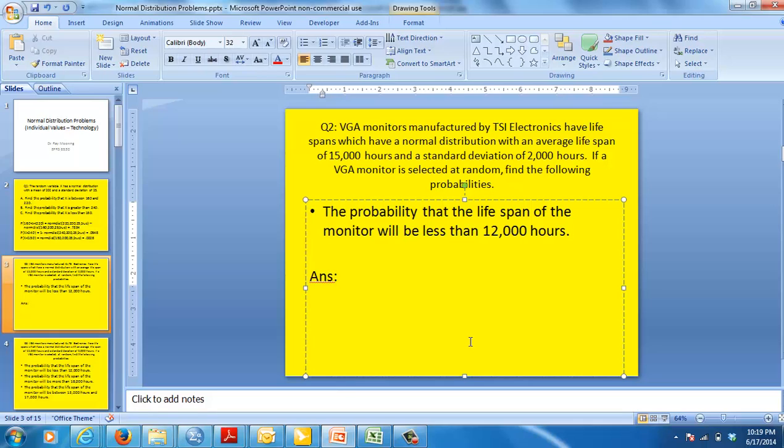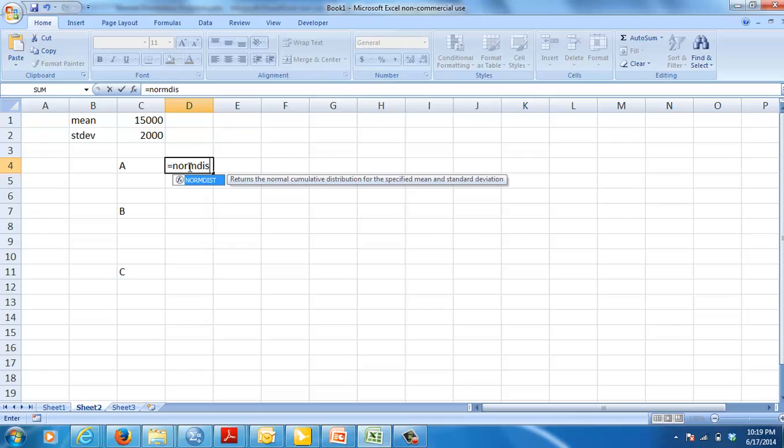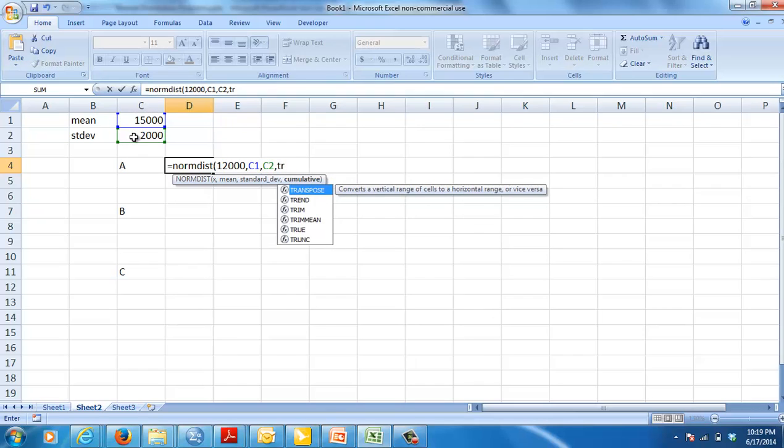So in order to get the area that's less than 12,000, I'm just reading off NORM.DIST, right? So it's equal NORM.DIST. The number is 12,000. The mean is 15,000. The standard deviation is 2,000. It's true. And whatever that gives me is the answer. Okay, so let's do that. If I come back here, equals NORM.DIST. My number was 12,000. 15,000 was the mean. Standard deviation was 2,000. And true.